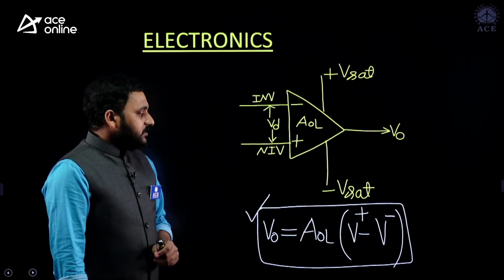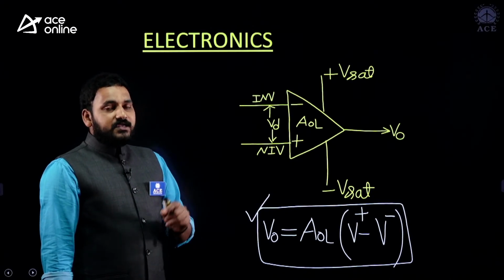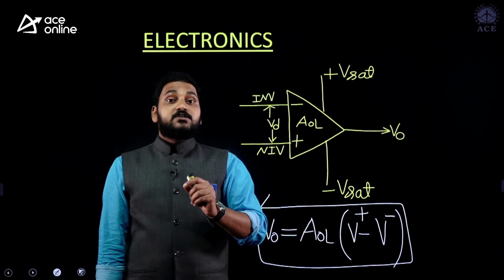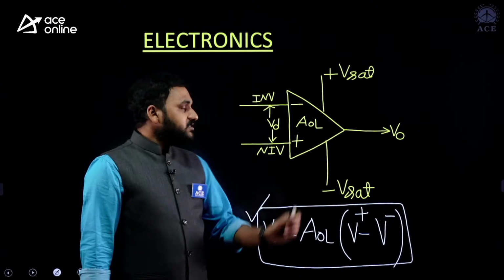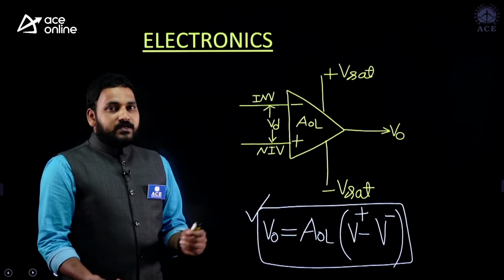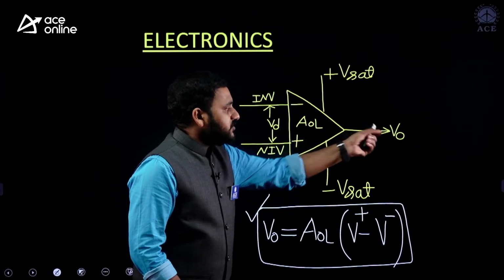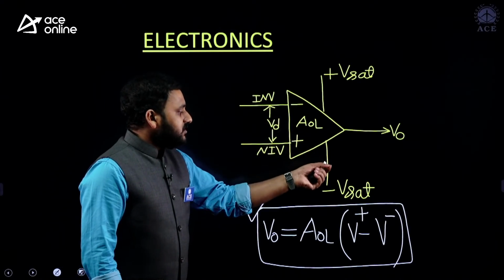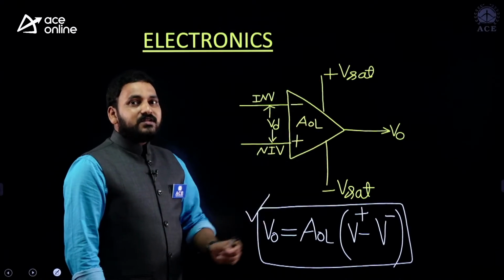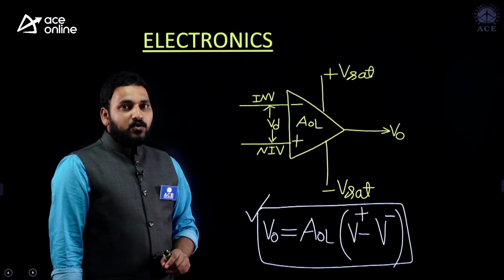Sir, why? Because open loop gain of op-amp is very high. It is around 10 to the power of 6 under practical conditions, and under ideal conditions that is infinite. So we can't get 10 to the power of 6 volts or 10 to the power of 100 volts or infinite volts at output. There is a limitation for the output. That limitation is provided by saturation rails. This is the positive rail and this is the negative rail. Okay.